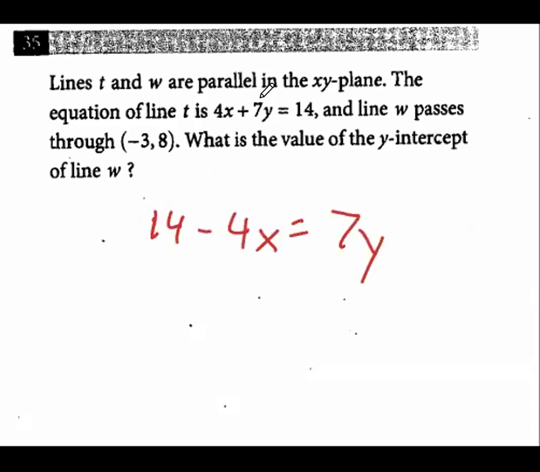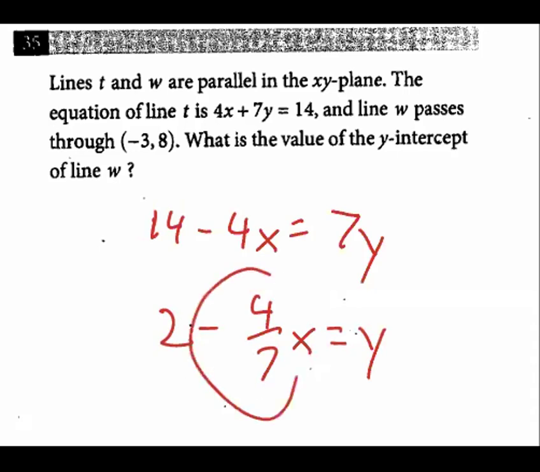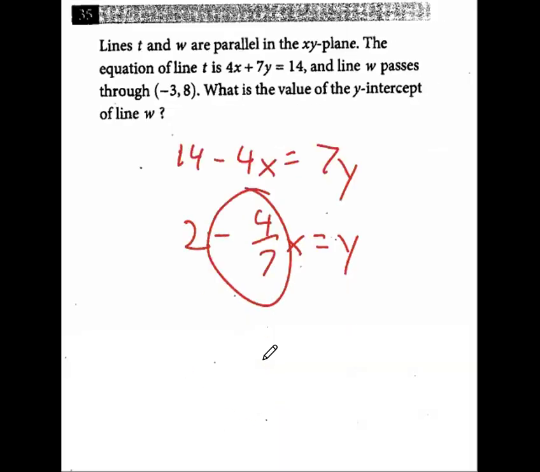All I did there was just subtract 4x from both sides, and then I'm just going to divide both sides by 7, which gets us 2 minus 4 over 7x equals y. So our slope is negative 4/7. And then using that information, we can find the y-intercept of line W, which passes through negative 3, 8.